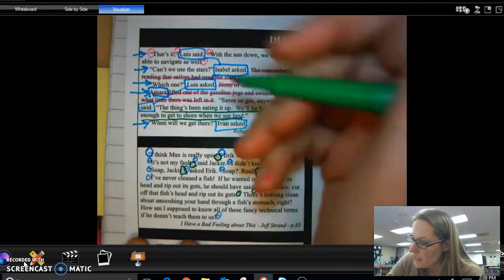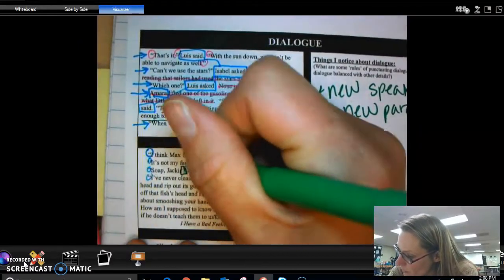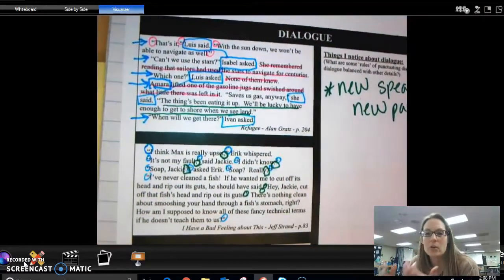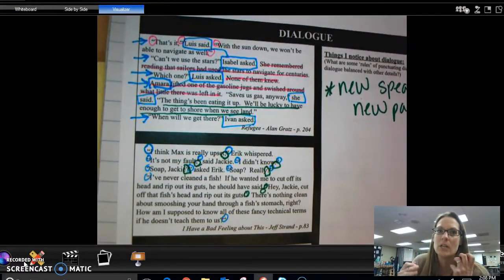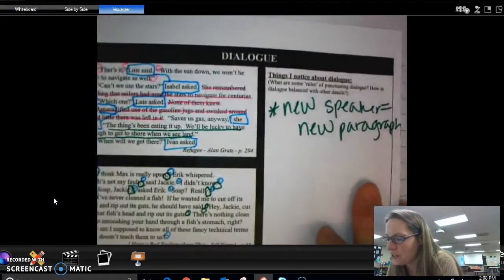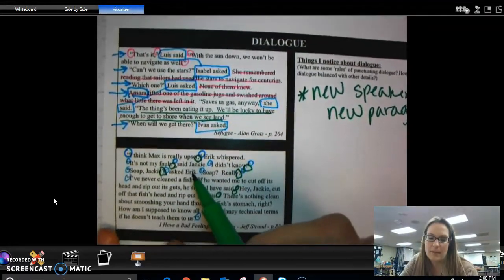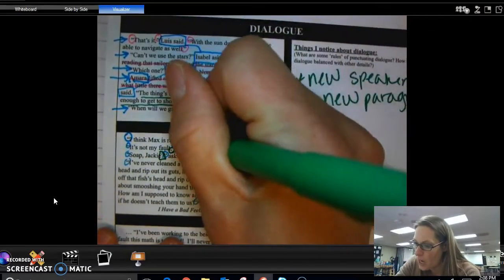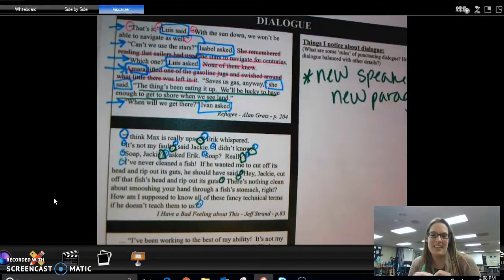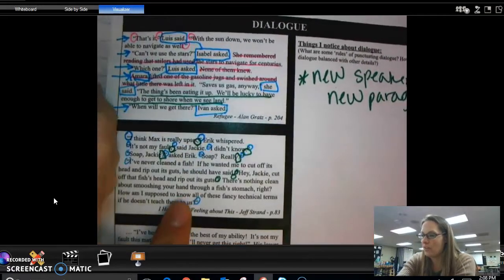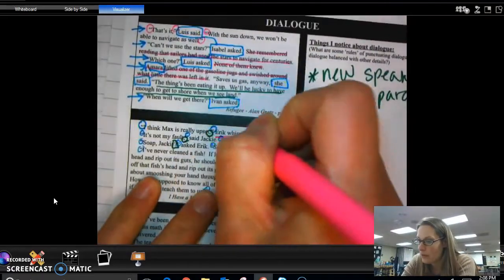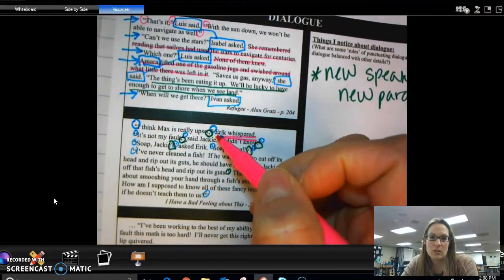So when you take a look at this, they used a comma here, a question mark here, a comma here, a period here. So how do I know when to use a period, when to use a comma, when to use a question mark, when to use an exclamation point? What the writer is doing is here, "I think Max is really upset." What I want for you to do is ask yourself. So they used a comma. If you would end that sentence with a period, like if you were just saying, "I think Max is upset," and you would end it with a period, but you're going to finish that with Eric whispered, okay? You don't use a period, you use a comma.